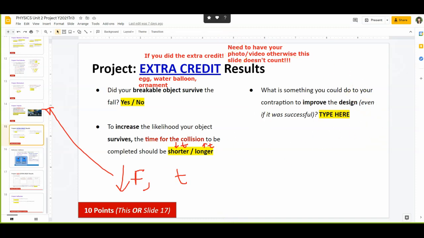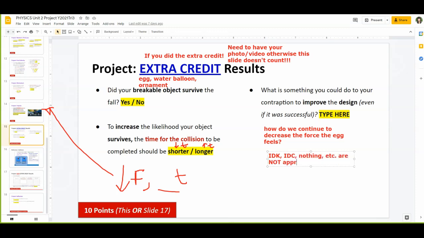Okay. What is something that you could do to your contraption to improve the design, even if it was successful? So again, think about how we continue to decrease the force the egg feels. That is what you're going to go ahead and put here. Again, as always, IDK, IDC, nothing, etc. are not appropriate answers. You do need to try to give a real answer. So brainstorm a real answer there.